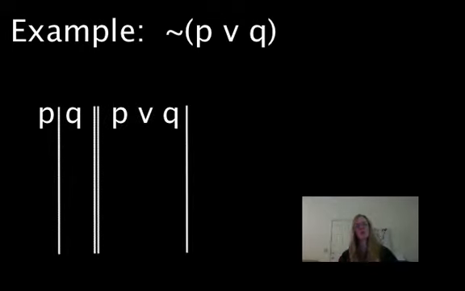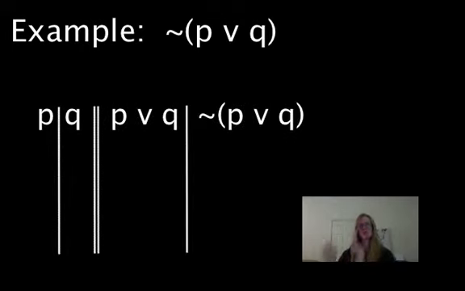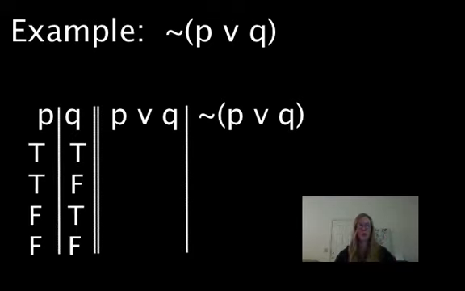And then our very last column is going to be not (P or Q). So we're negating that column that we already have. Alright, P and Q we're going to fill out the same way we did in the last table, so it looks like this. P or Q, remember for a disjunction, only one of the statements has to be true for P or Q to be true, so that column is going to look like this.